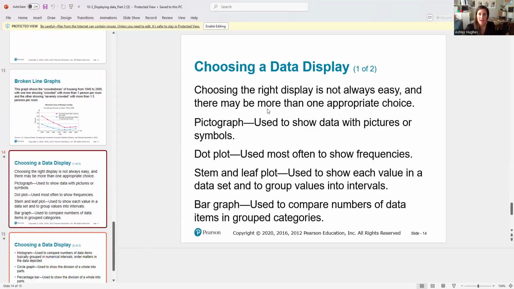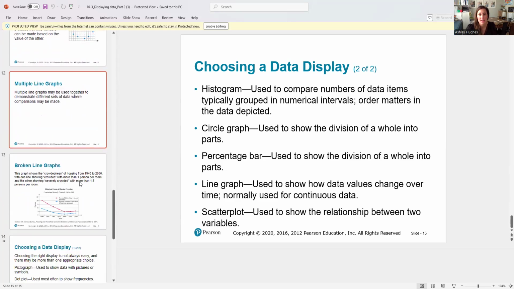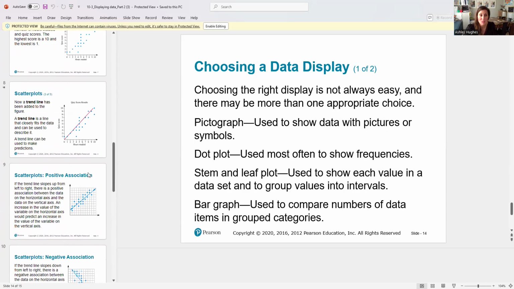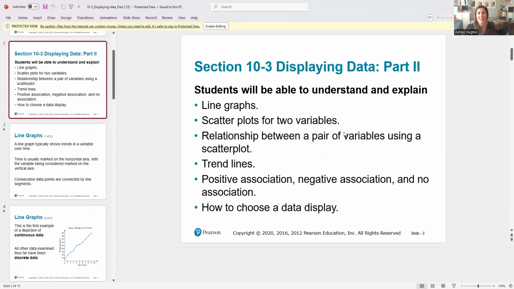So this is just talking about how you need to choose the right way to represent the data. And sometimes it's hard to decide between a pictograph or a dot graph or a stem and leaf plot or a histogram, bar graph, circle graph, percentage bar, line graph, scatter plot. There are many different ways to display the data, and sometimes it can be tricky knowing which way is best. But that's basically this one, just talking a little bit about line plots and scatter plots.